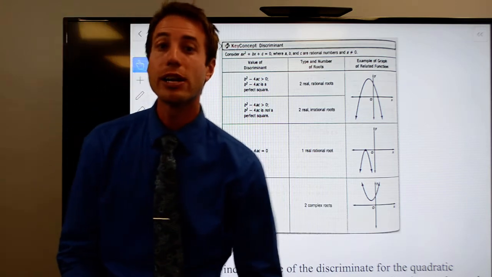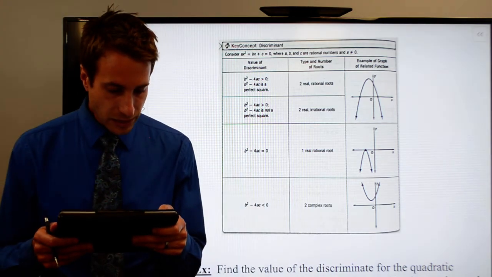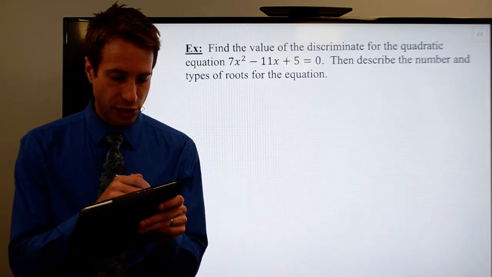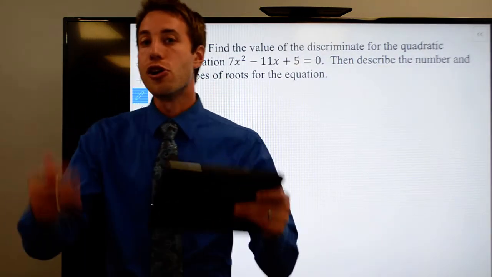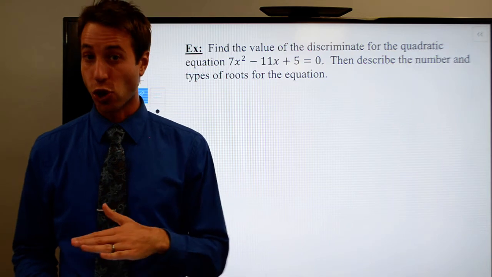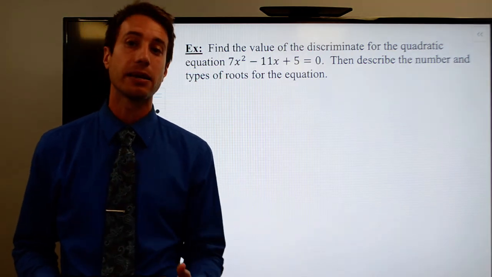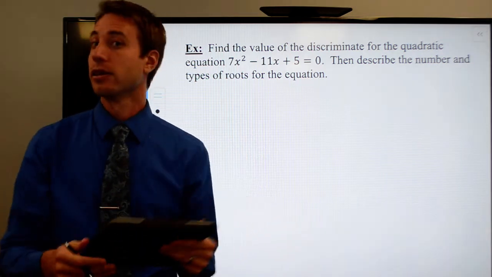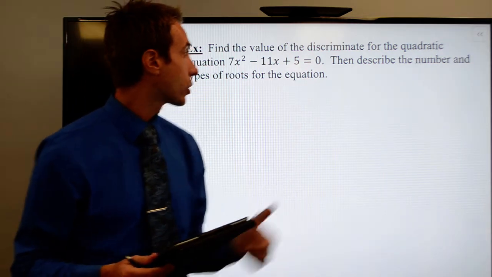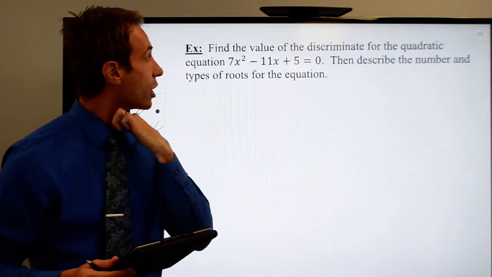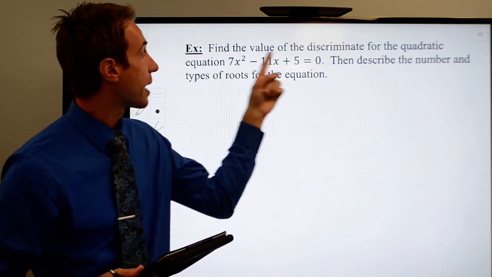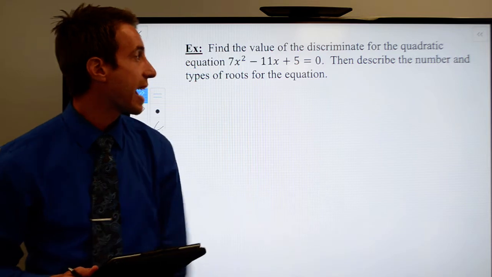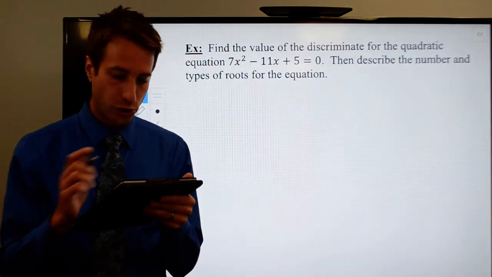So here we go. Let's go ahead and try a couple of these and see exactly how they're going to work and what it is I am asking you for. Remember, you are not actually solving the problem. You're just telling me, here's what I would get if I did solve this quadratic. So here's a quadratic for you. And let's go ahead and find the value of the discriminant and then describe the number and types of solutions.